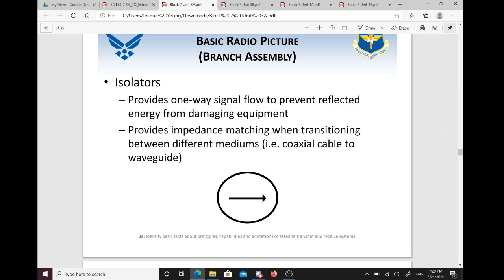Especially if you're swapping to a different type of transmission medium, like it says here, coaxial cable to a waveguide. Those aren't made of the same material, but this provides power matching so that whenever you're transitioning between those two mediums, there won't be any issues.